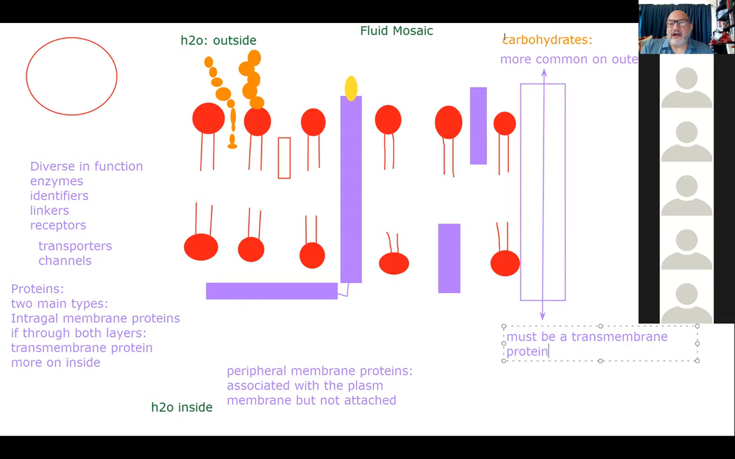Okay. The ones that are channels or transporters, the ones that let things either into or outside of the cell, must be an integral membrane protein. It must be embedded, not just in, and really it must be a transmembrane protein. It has to go all the way through the plasma membrane to let things in or out. Got it. Thank you. Okay.